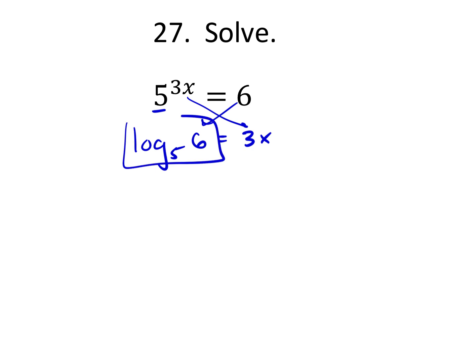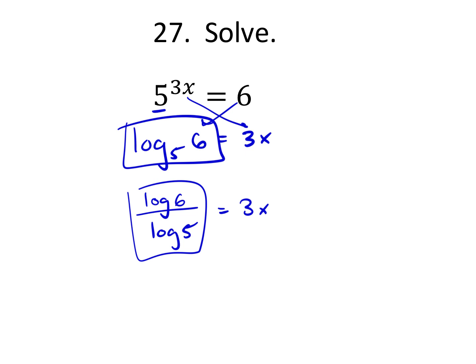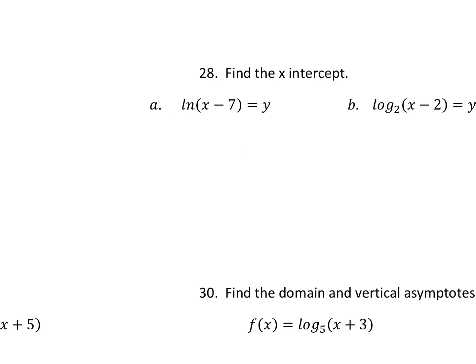Then we'd put this into the calculator. If your calculator does not change the base for you, we'd have to use our change of base formula. So log of 6 over log of 5 equals 3x. Find what this is in the calculator and then divide by 3. 28, find the x-intercept. X-intercept, plug in 0 for y.